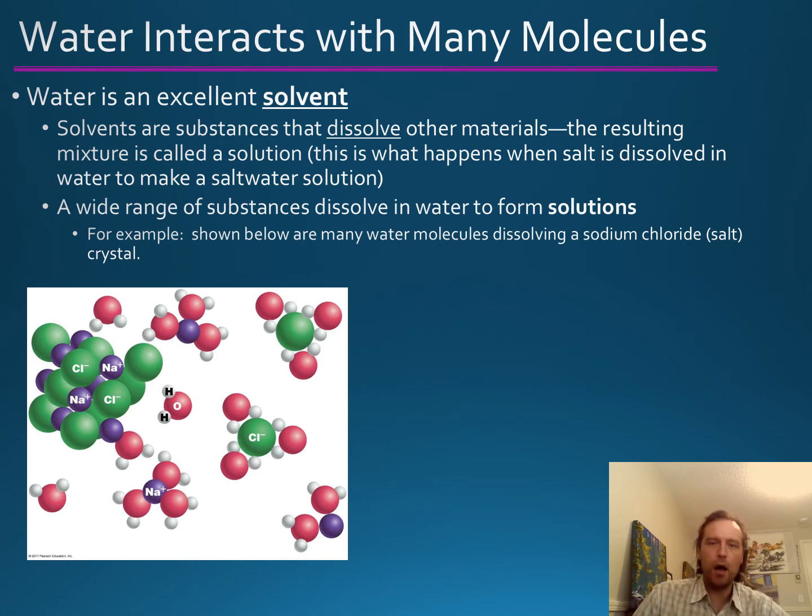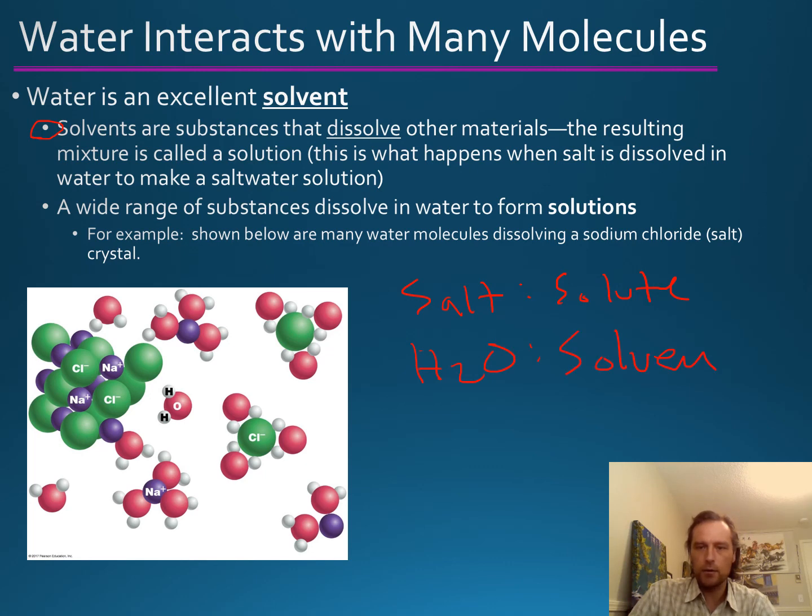Water interacts with many other molecules. So water is an excellent solvent. Solvents, bullet 2 here, are substances that dissolve other materials. The resulting mixture is called a solution. This is what happens when salt is dissolved in water to make a salt water solution. In that example, salt would be called the solute. Water, or H2O, is called the solvent.